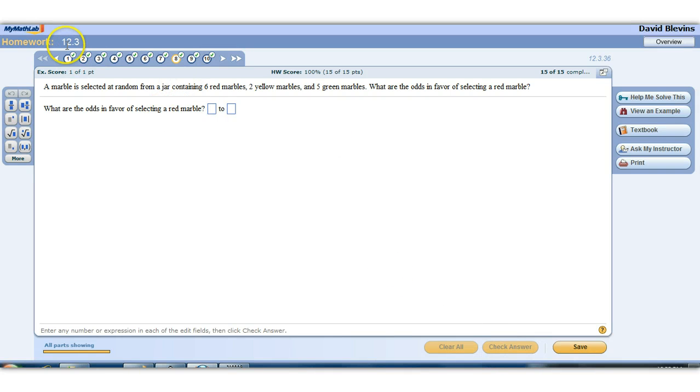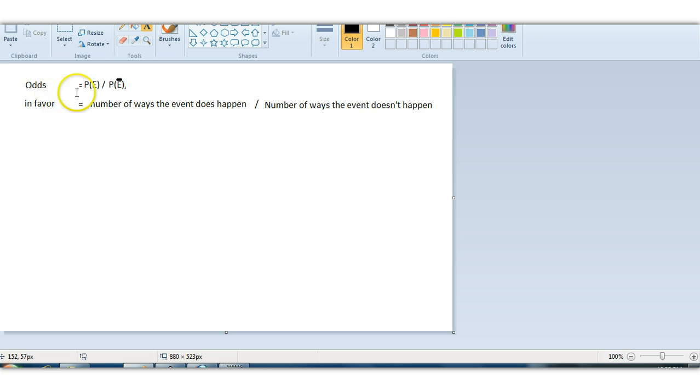Alright, this is a problem similar to your 12.3, problem number 8. This one's asking for the odds in favor of selecting a red marble. Given this scenario: 6 red marbles, 2 yellows, 5 greens. Odds in favor, remember, is the probability it happens divided by the probability it doesn't, or the number of ways it can happen divided by the number of ways it doesn't happen.